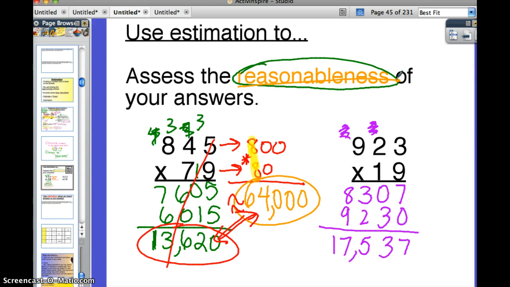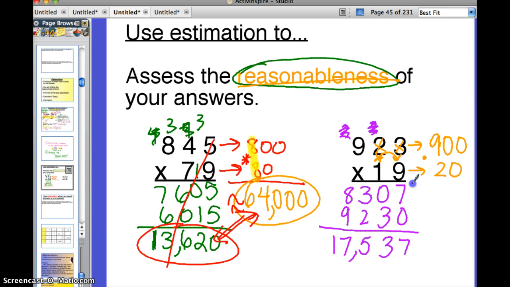Let's cross-check that with our estimate to see if it's reasonable. Is it in the ballpark? All right, let's round off 923 to its highest place value. Its highest place value is the hundreds place. So that will become rounded off to 900. We clear out these place values. And we're going to round 19 to its highest place value, which is the tens place. So it looks like we're going to be rounding up.